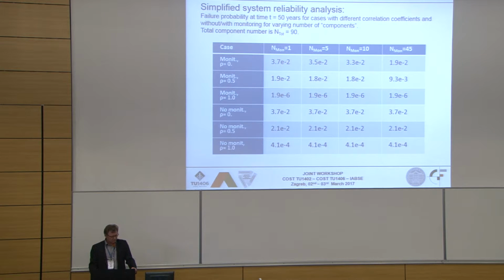Now this is again a number of components you inspect, 1, 5, 10 and 45 in the upper row. Then also we have monitoring, no monitoring with correlation, zero correlation and full correlation. And again we see that the effect is strongest when you have full correlation, and that of course is the case both when you have monitoring and no monitoring. You have a reduced failure probability for the system. And also we see that for full correlation, it doesn't matter if you observe on 1 component or 45 components, because they are all identical.